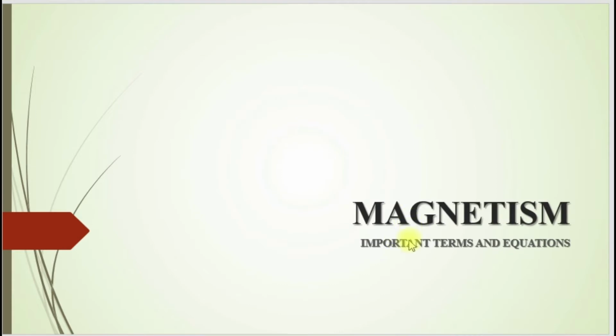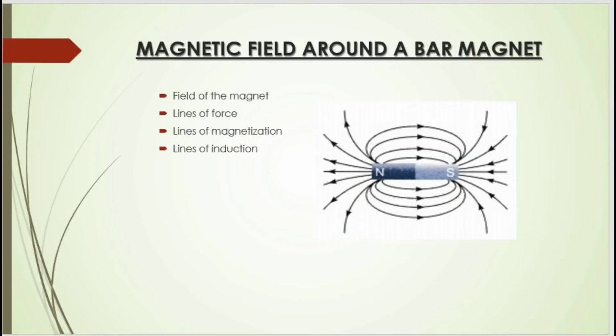In this video, I am going to explain about magnetism in electrical engineering and certain terms related with this magnetism with important equations. So, we will be seeing magnetic field around a bar magnet first. In this picture, you can see a bar magnet with the north and south pole.